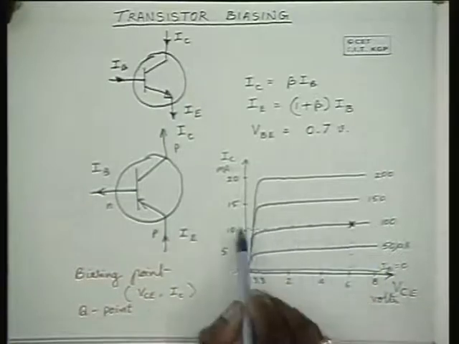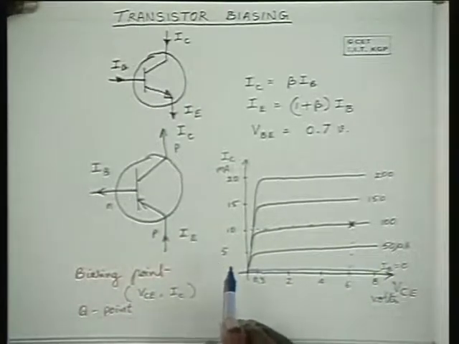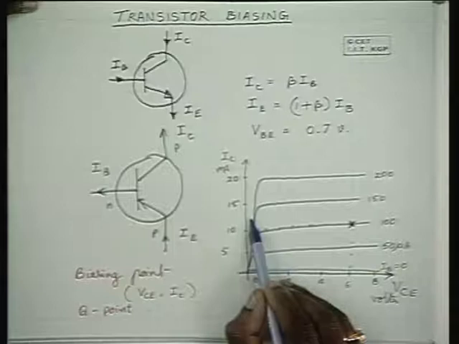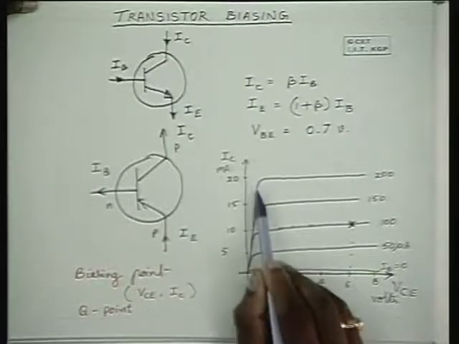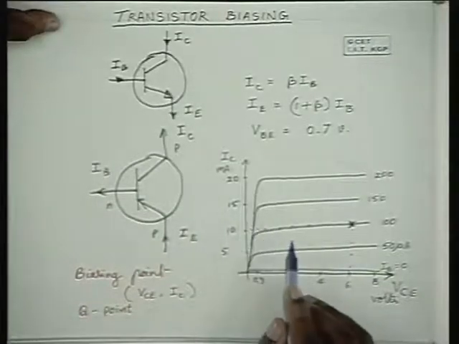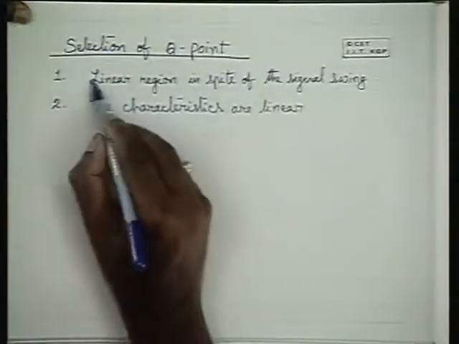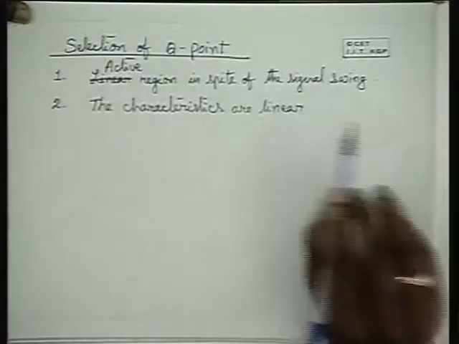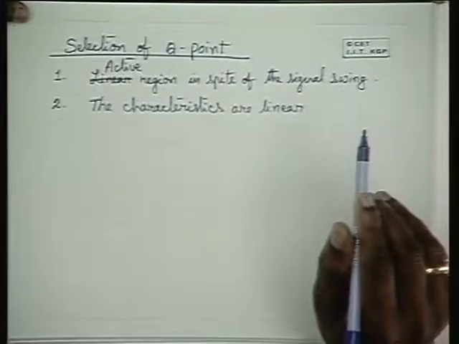Similarly, the transistor should not saturate. If the collector current increases, the transistor may go into saturation, the instantaneous operation may be somewhere in the saturation region. So that also gives rise to distortion, which you will learn about later. So to see that the transistor operates in the active region, I won't call it the linear region, active region, in spite of the signal swing, that is an important criterion.